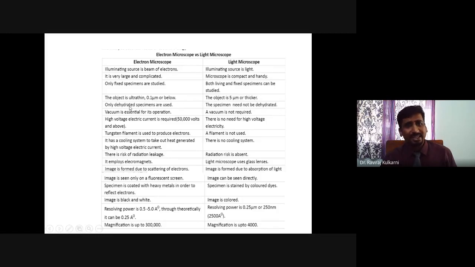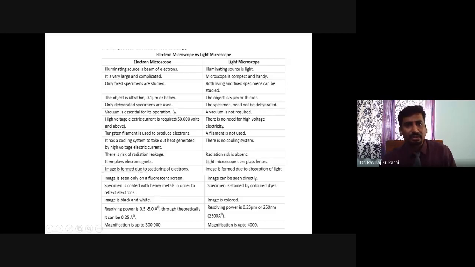Only dehydrated specimens are used in an electron microscope, because when you are using electrons, water will absorb all the electrons, so you cannot see the nanoparticles. In a light microscope the specimen need not be dehydrated. Dehydrated means removal of water. For the electron microscope you need to remove the water, whereas in light microscopes you don't have to dehydrate it.